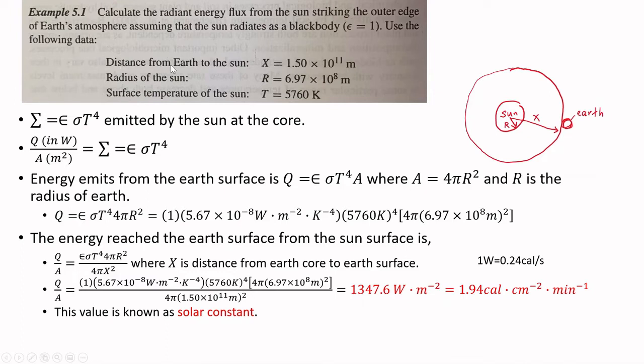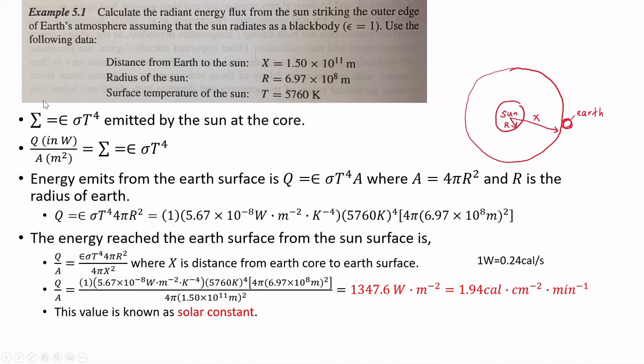The distance from Earth to the sun is x. So we can draw an imaginary diagram showing the sun, which has a radius R. The sun radius R is 6.97 times 10 to the power 8 meter. Then the Earth is somewhere far away from the sun, and we can draw another radius which has a distance x. The x refers to the distance from Earth to the sun, x equals 1.5 multiplied by 10 to the power 11 meter. So we have x, and we have R. R is the radius of the sun. X is the distance from the Earth surface to the sun center.